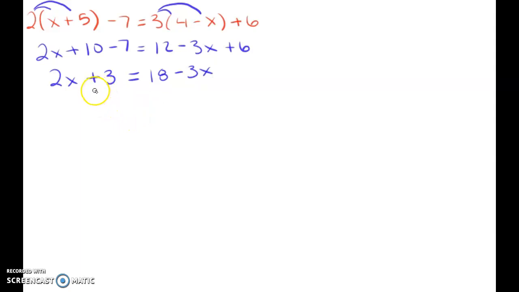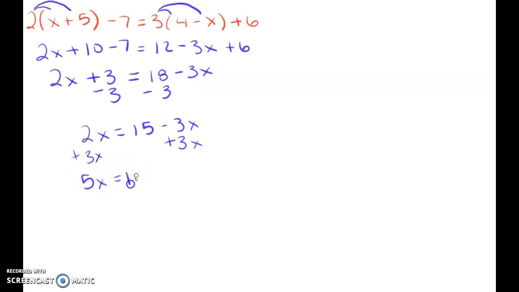So now we just subtract the 3 on both sides. And now we're going to end up with 2x equals 15 minus 3x. So now we want to move one of our variables to one of the sides. So I'm going to add 3x on both sides. So that way we get 5x, which equals 15.